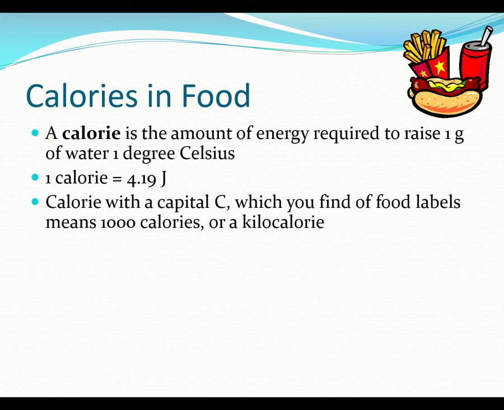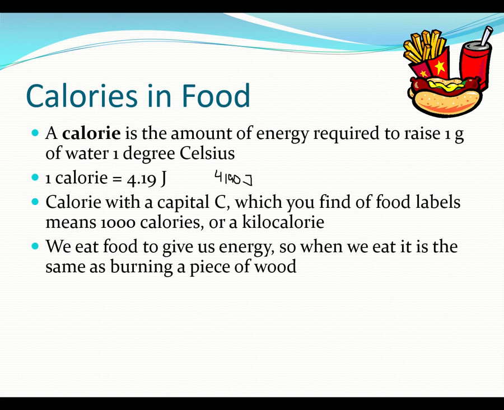Calorie with a capital C is the calorie that we find in food labels, which means 1,000 calories, or kilocalories. So a calorie in food is 1,000 times that many joules, because a joule or calorie is a very small amount, so they work in kilocalories.